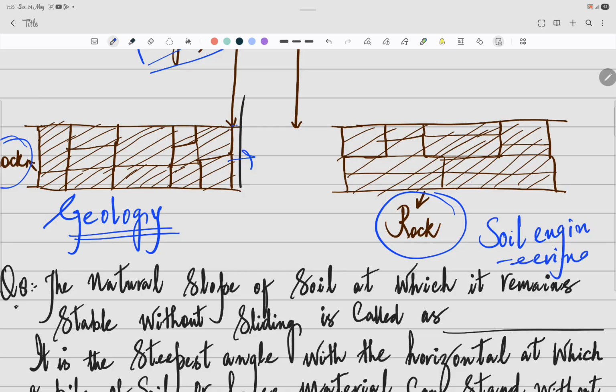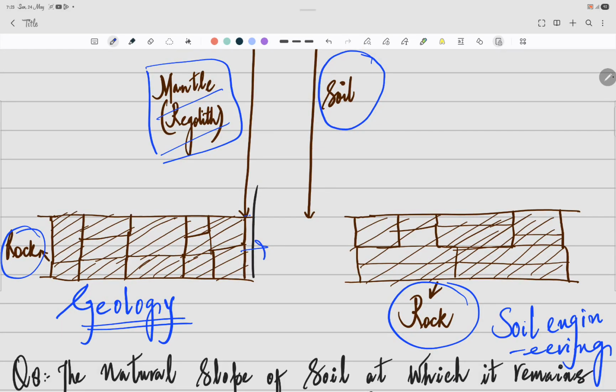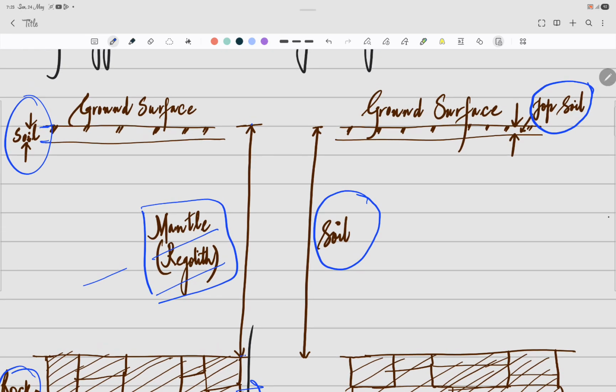All right, so this was about the cross section through the earth's surface, and we gave the correct designations as to nomenclature in geology or soil engineering. So the material which is called mantle or regolith in geology is known as soil in soil engineering.